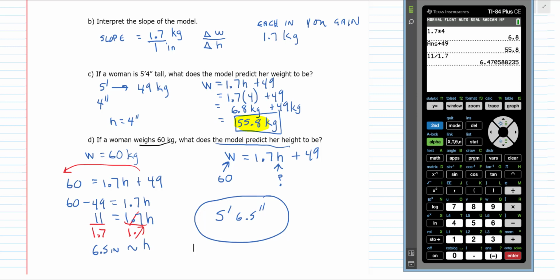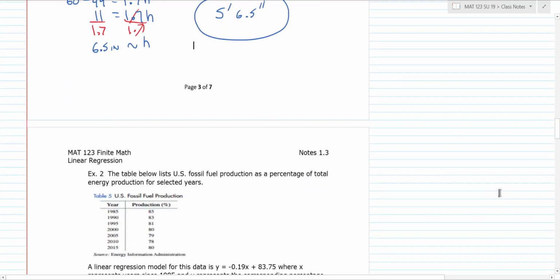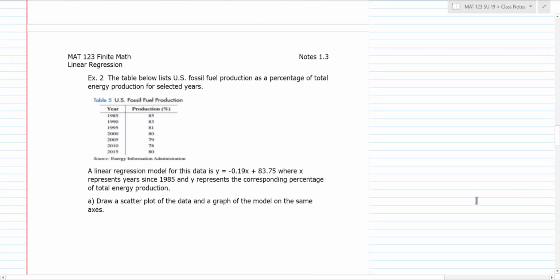All right, think about your answer. Okay, she's not 6 inches. She's not a Barbie doll. Okay, all right. That takes care of that then. Let's move on to the next thing here.